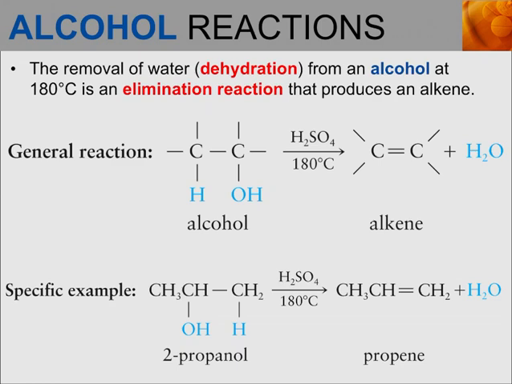Hello everyone! In this video we're going to go over alcohol reactions. In our previous chapter we talked about alkenes and how we can add water across a double bond to create an alcohol. Well, we can also do the opposite reaction. We can start with an alcohol, remove a water molecule, and create an alkene. This is called dehydration because we're removing water from our molecule.